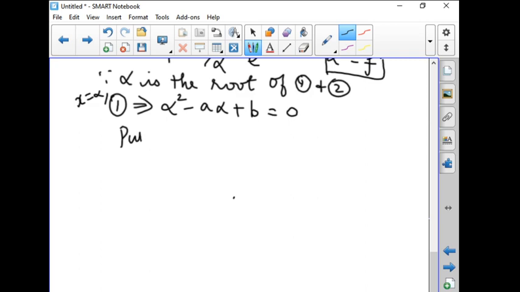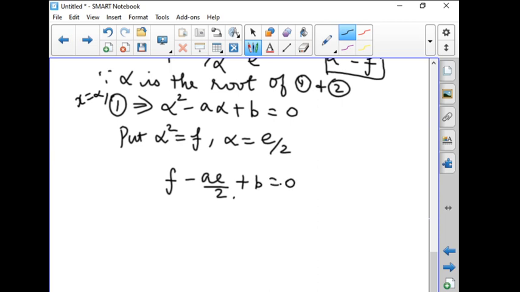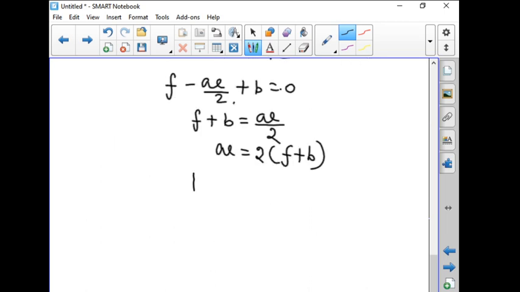Now I am going to substitute the values of alpha square and alpha here. Put alpha square is equal to f and alpha is equal to e by 2 in this equation. We will get f minus AE by 2 plus b is equal to 0. Taking AE by 2 to that side, f plus b is equal to AE by 2. So AE is equal to 2 into (f plus b). This is what was to be proved. Hence proved. So we can easily prove this.